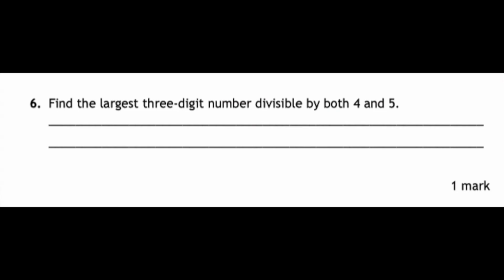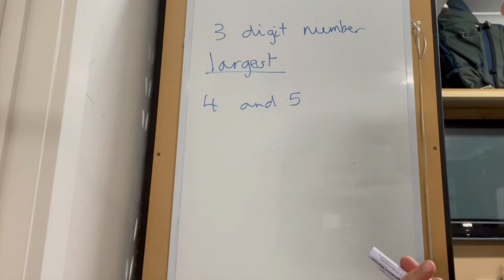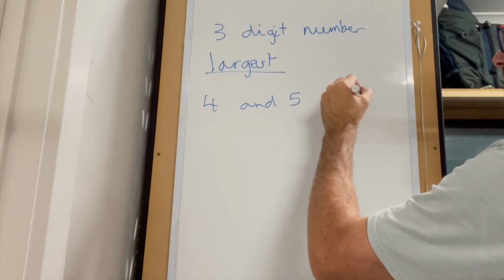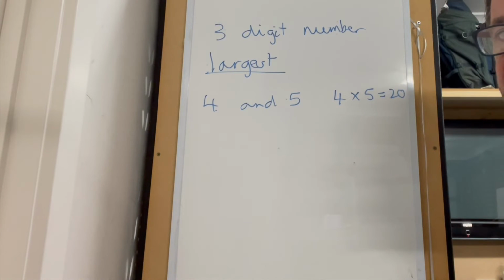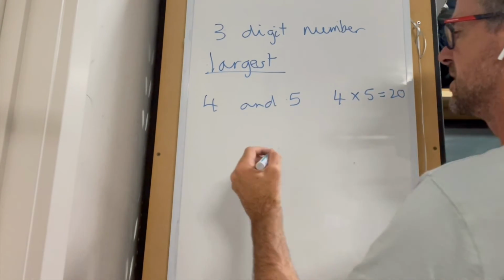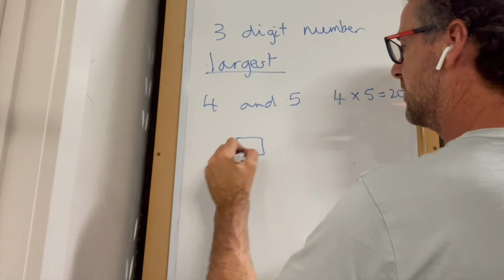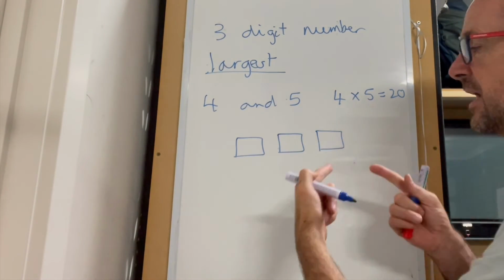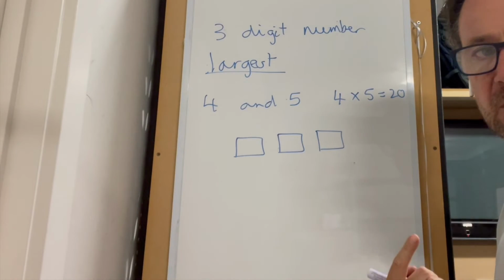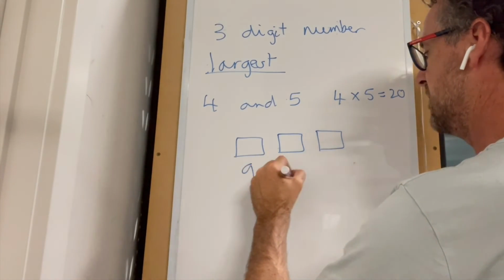Okay, so question 6 asks us to find the largest 3-digit number that's divisible by both 4 and 5. Okay, now what we know here is that 4 times 5 equals 20. So this number is going to be a multiple of 20. Now, it has to be a 3-digit number, okay? So it's always good to visualize what that's going to look like. So we can see the biggest 3-digit number you can possibly have is 999, okay?